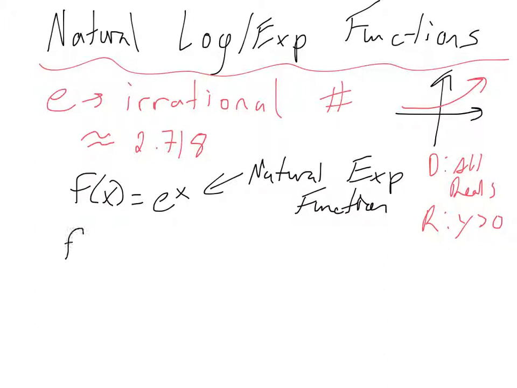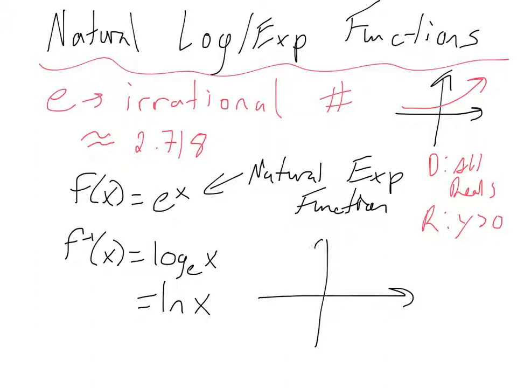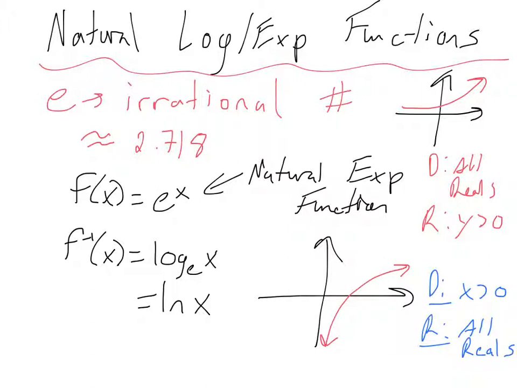Its inverse, of course, is log base e of x. But the thing is, we don't say log base e of x. Instead, we always just say ln x, which just means log base e. It's a compact way of saying that. And so log base e is like any other log. Looks very similar, has that same general shape. Its domain is x has to be greater than 0, and its range is all reals, because once again, domain and range get swapped with the inverse.